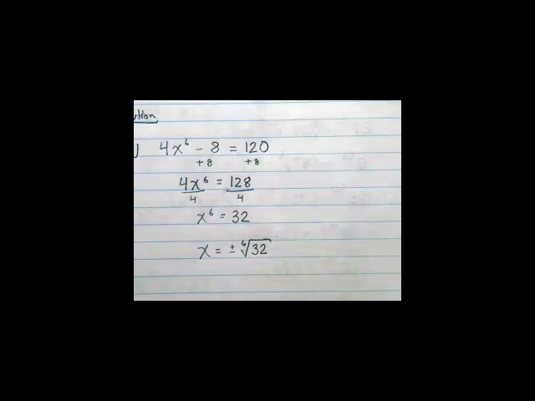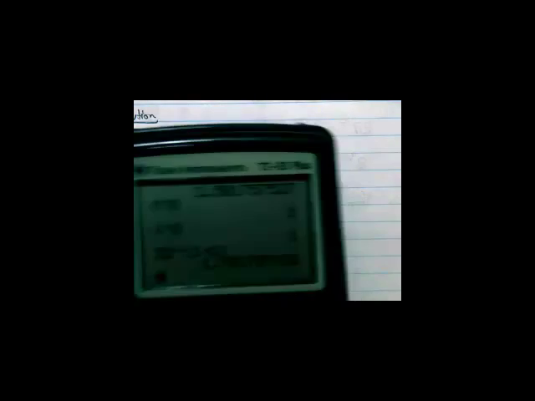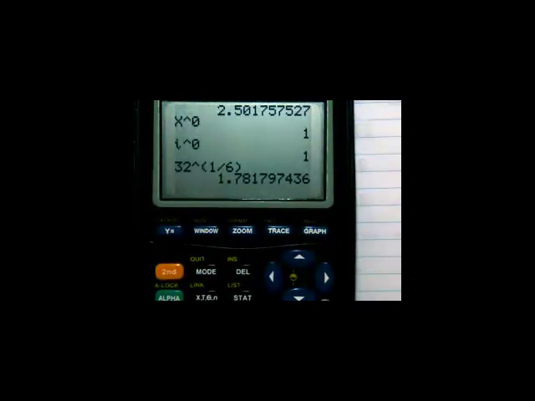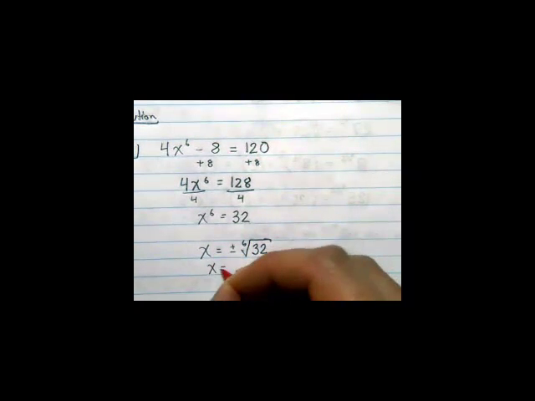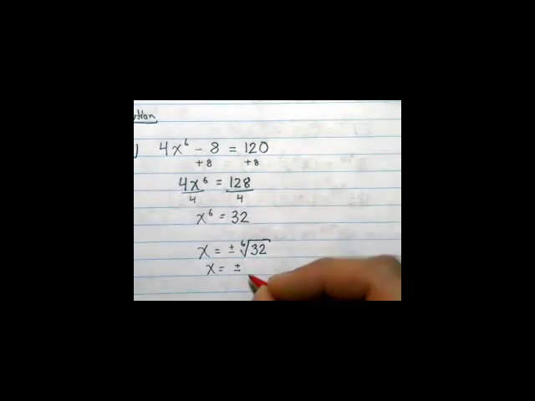it is about 1.782. Oh crap! I did it wrong. Because I did 32 to the 1/6 power on my calculator. I accidentally did it to the 120. I accidentally did the square root of 128. I don't know why. Oh, okay. All right, so our answers, there are two of them, plus or minus 1.782.